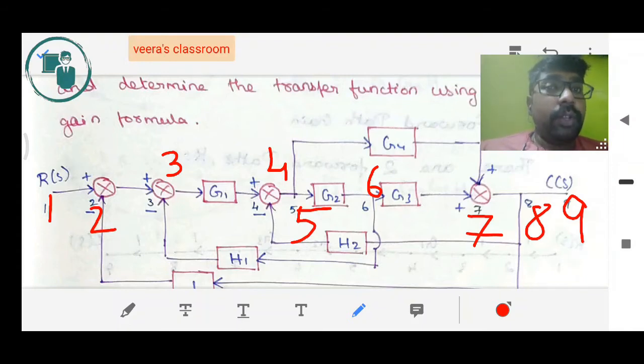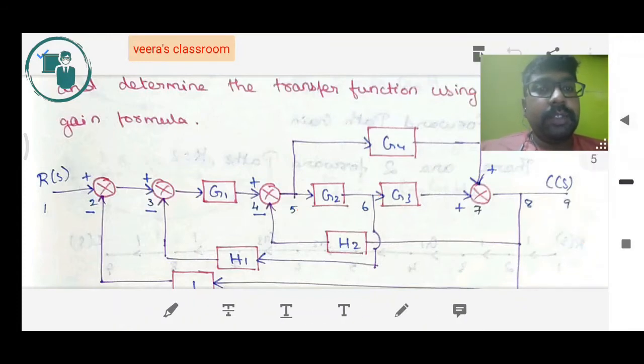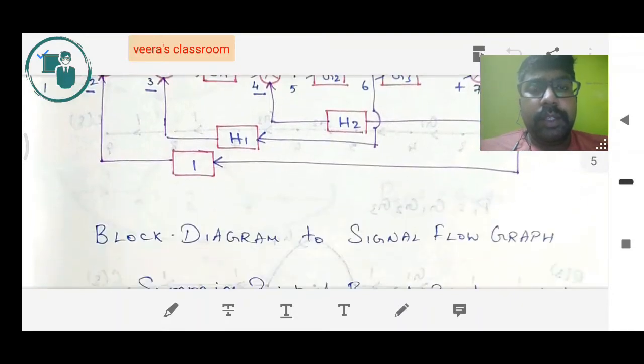If you try to solve this problem by using block diagram reduction, it will be somewhat tedious, because we have to move the summing points and the branch points. All those things are not simple. It is much more complex than what we see here. So the best way is to convert this block diagram to a signal flow graph, and we will follow the same steps which we follow in all the signal flow graph problems. So we will convert this one.